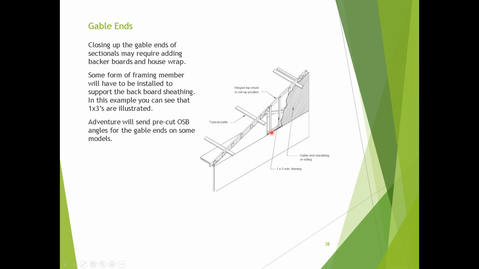They use something for material here for backers to go up and down on the truss, because the truss doesn't have vertical uprights. They've got diagonals. You can see that diagonal on the cutaway, but they'll send you the OSB already cut to the angles, pre-cut to the angles that fit on that after you put in your 1x3s or your backers.